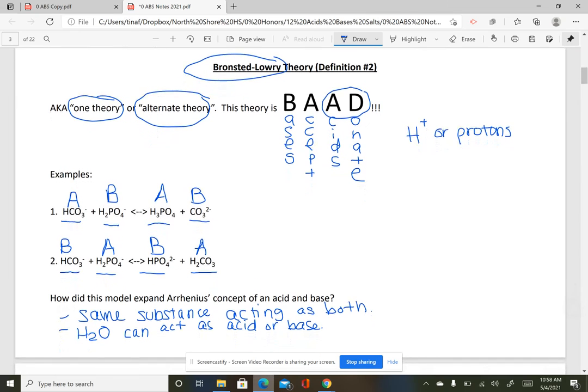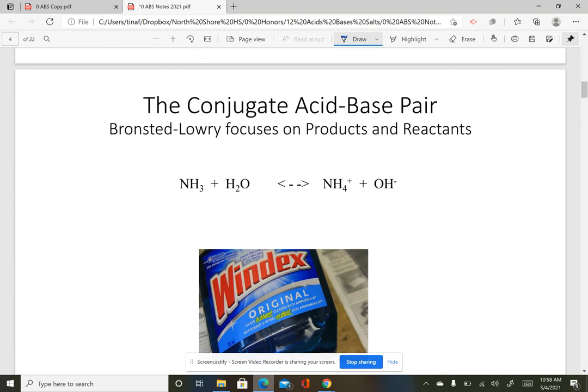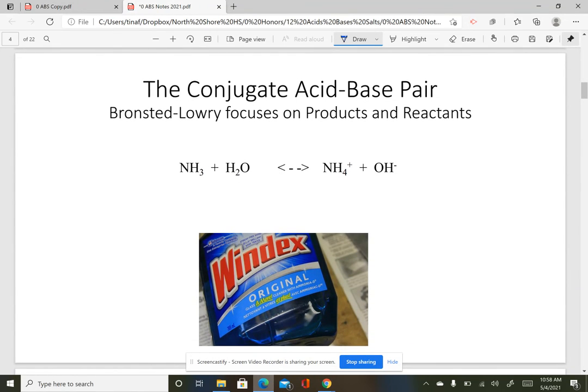Okay? All right, so as a last question, guys, I'm going to have you complete this Bronsted-Lowry reaction labeling what are the acids and what are the bases in both the forward and reverse reaction, and we will talk about this tomorrow.